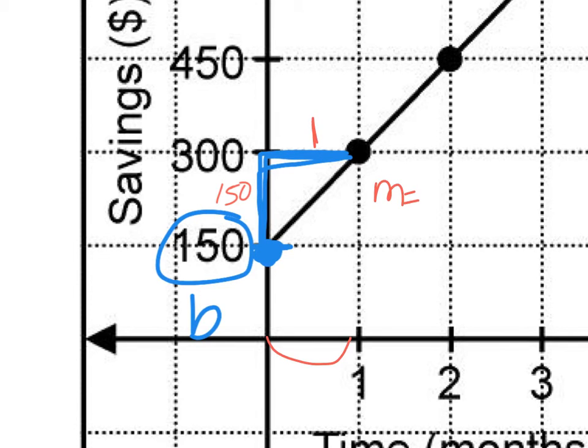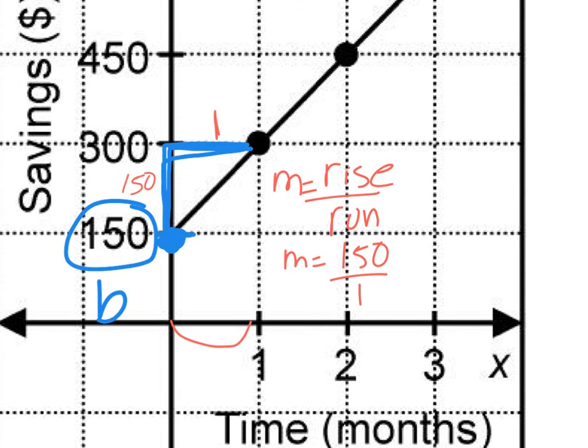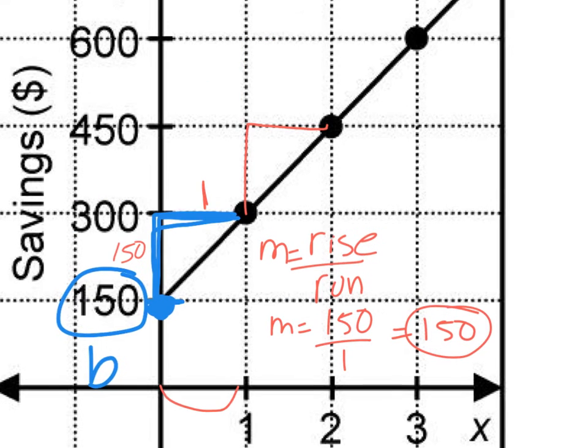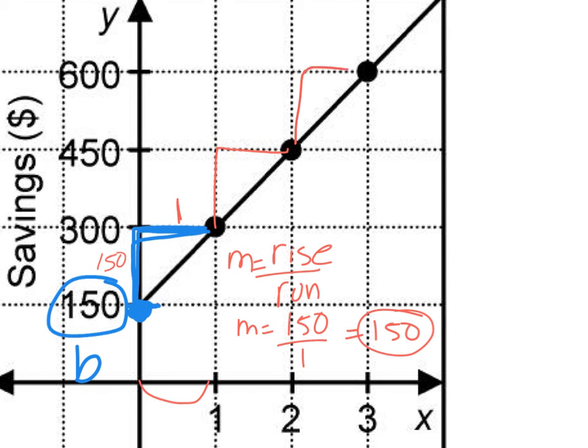So then I'll solve for my rise over run, which we had to do in our previous unit. My rise is 150, my run is 1. 150 divided by 1 is 150. So not only do I start at 150, but I deposit $150 every month. After 2 months, I deposit another $150. The third month, I deposit another $150, and my account grows by $150 every month.